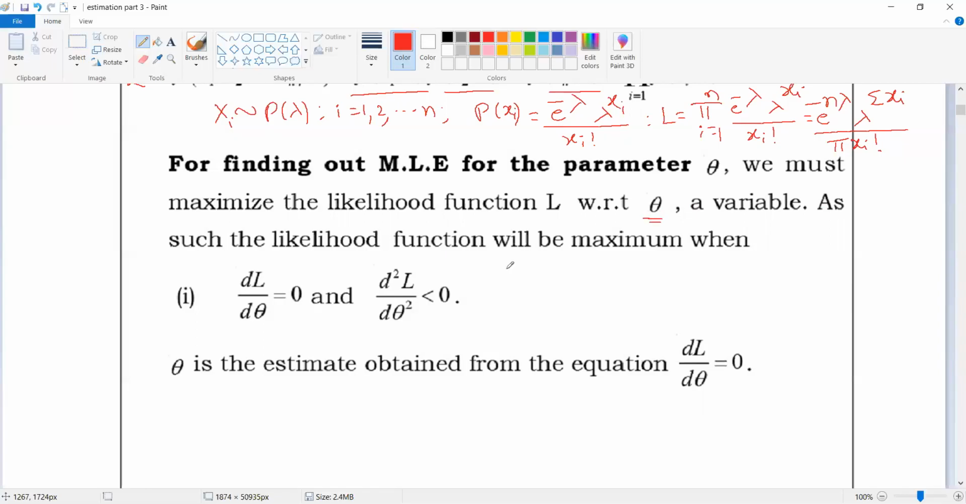Theta belongs to the parametric space. We must maximize the likelihood function with respect to theta, a variable, such that the likelihood function will be maximum. Here we have to use the principle of maxima and minima conditions. The principle of maxima and minima is a mathematical technique.